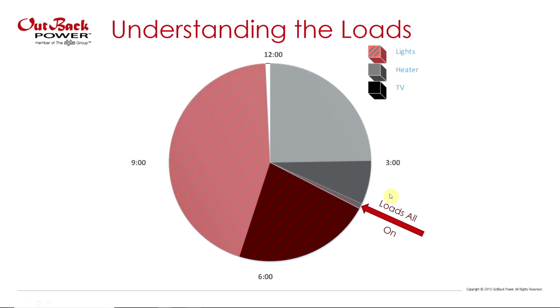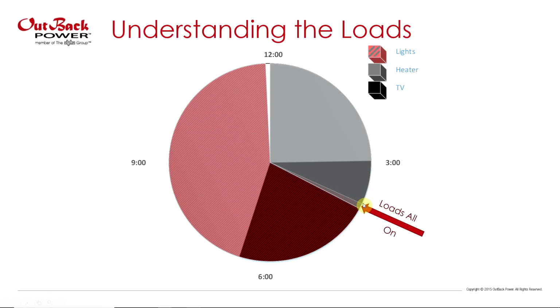So what we're looking at is a clock. This clock is from 12 p.m. to midnight. We had our conversation with our customer and user, and we know this is when they use the loads. This is when the loads are on. From our research, the TV is on for 4 hours, the lights are on for 8 hours, and the heater is on for 4 hours.